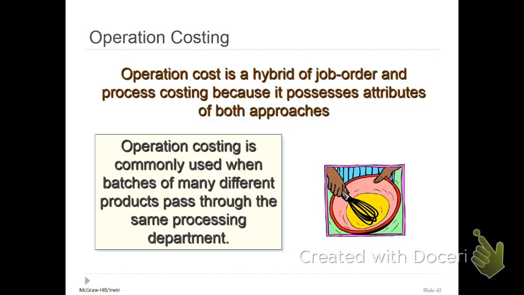Okay. Sometimes there's a need to modify this in some way if there are a number of different products that are using the same process. If you have different products that are coming through and using the same process, you may have to do a little variation on this and do a little bit of job order costing and a little bit of process costing. That concludes the weighted average.